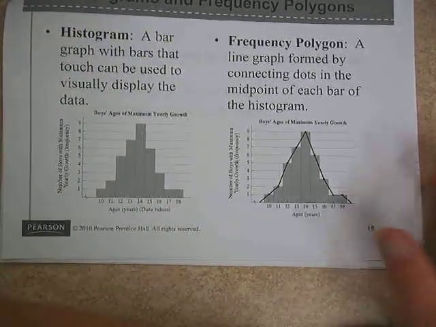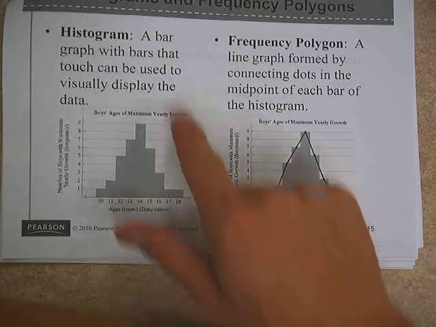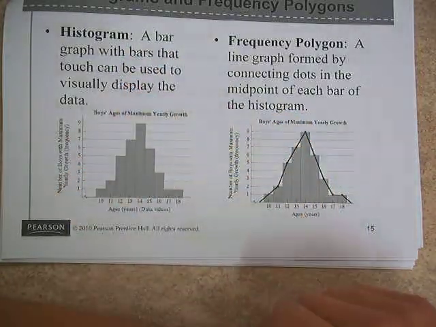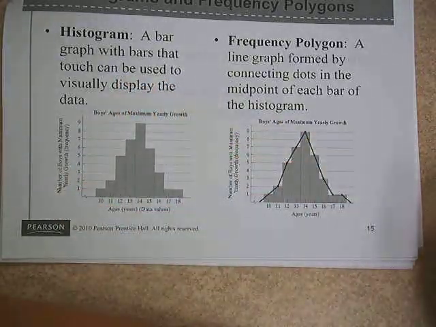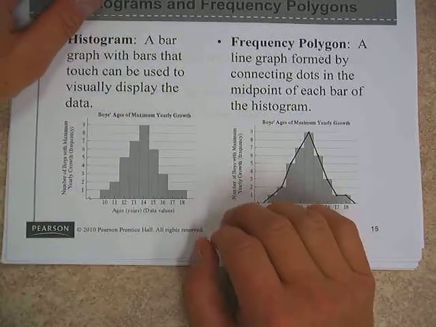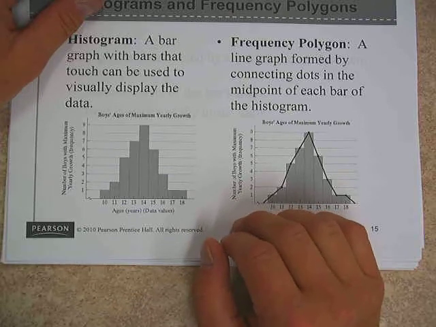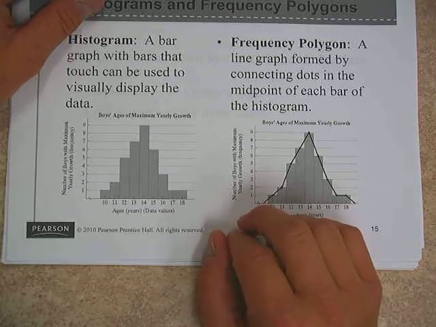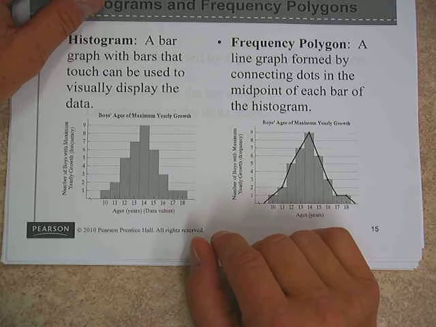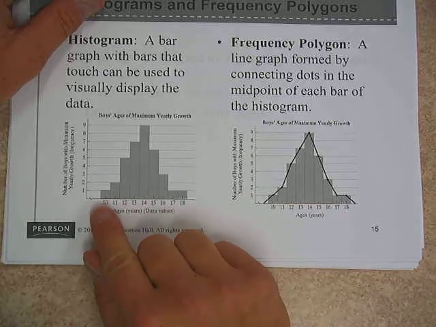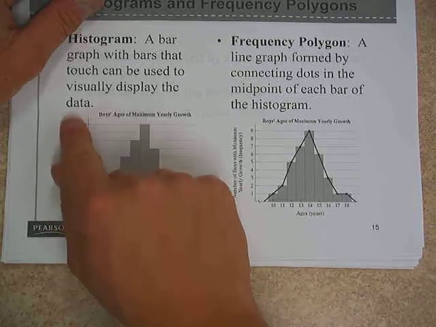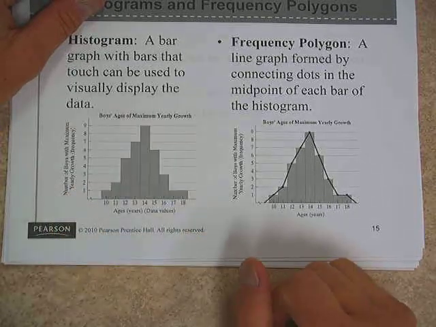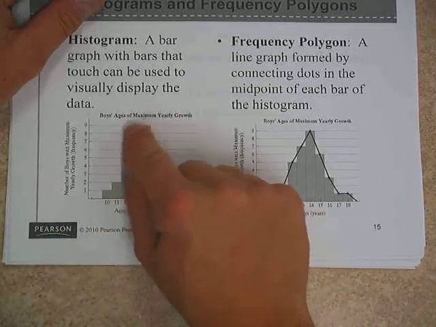Now, there are a couple of displays here that we can do also, which we call a histogram and a frequency polygon. A histogram is ultimately a bar graph with bars that touch. It can be used to visually display the data. So this is the maximum growth data that we had with the boys earlier. It's basically just making a graph out of the frequency distribution that we had.